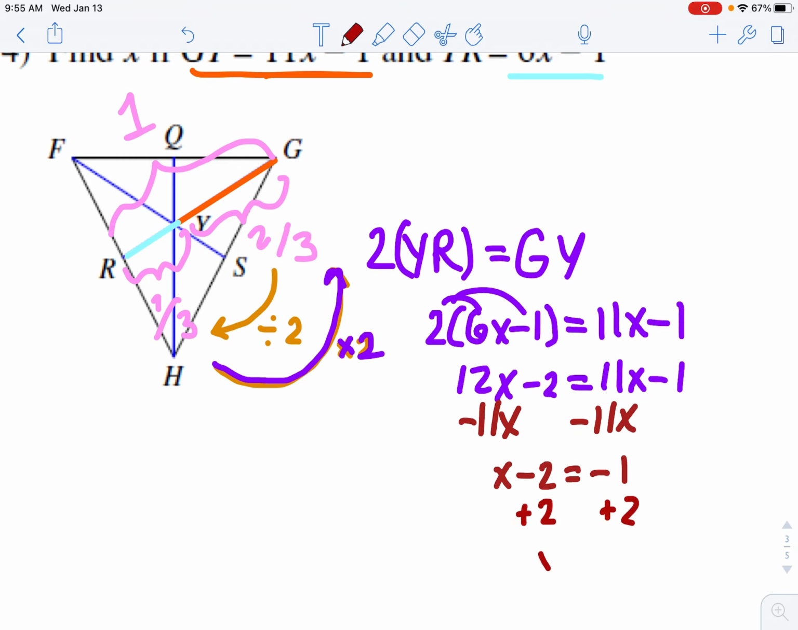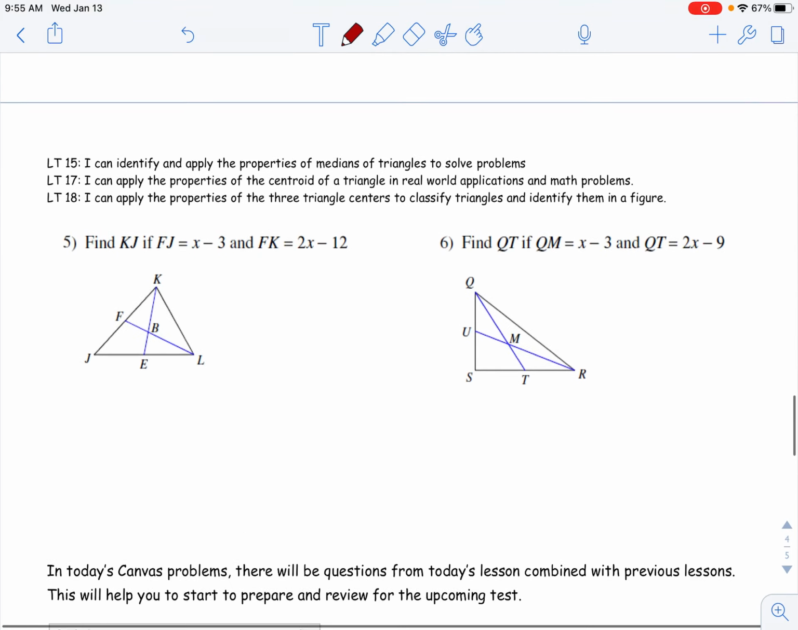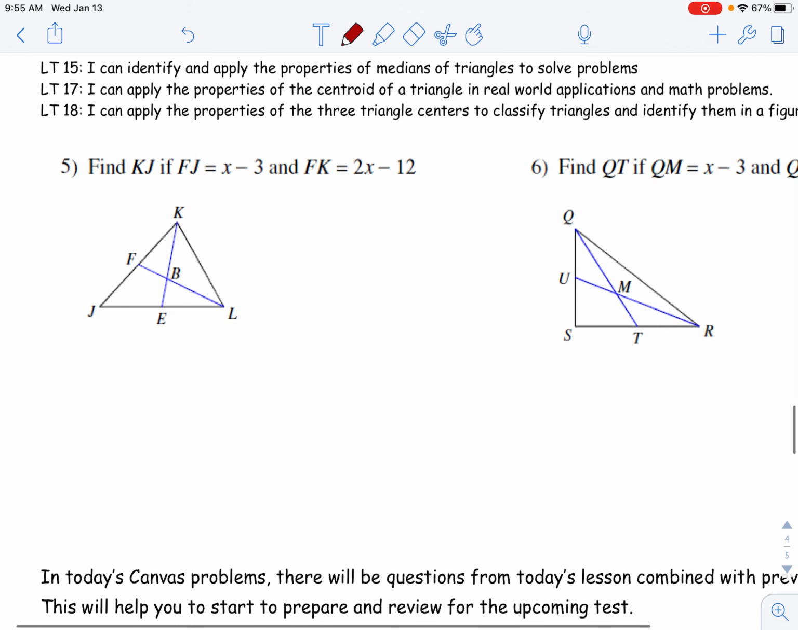Plus 2 to both sides, and x equals 1. That's it. It was 1 all along. All right. Now a couple more problems, and we can call it a day in terms of the notes.